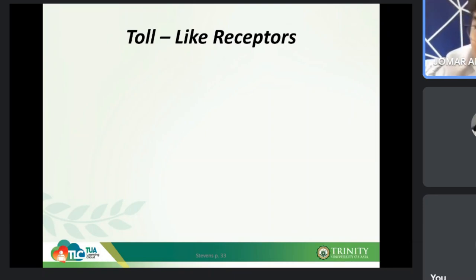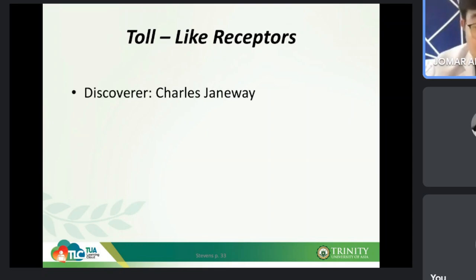So, ano bang ginagawa ni toll-like receptor? Okay, bago natin siya tsikahin, kilalanin muna natin siya. Your toll-like receptors were first discovered by Charles Janeway. Okay? Paano nila na-discover yung toll-like receptor?